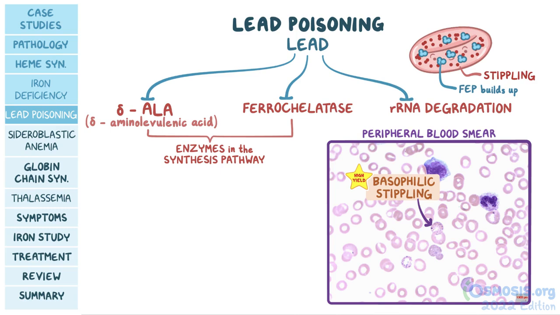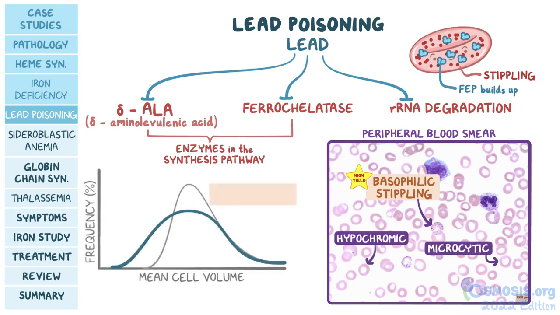Now, just like iron deficiency anemia, there's a decrease in hemoglobin synthesis, so we get microcytic and hypochromic RBCs. The RDW is high because we also get a mix of normal-sized cells produced before the lead poisoning and newly produced microcytic cells.